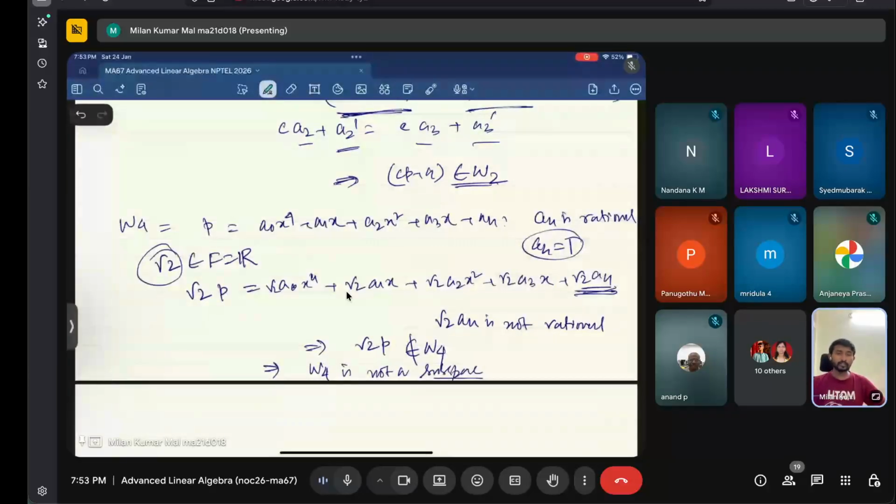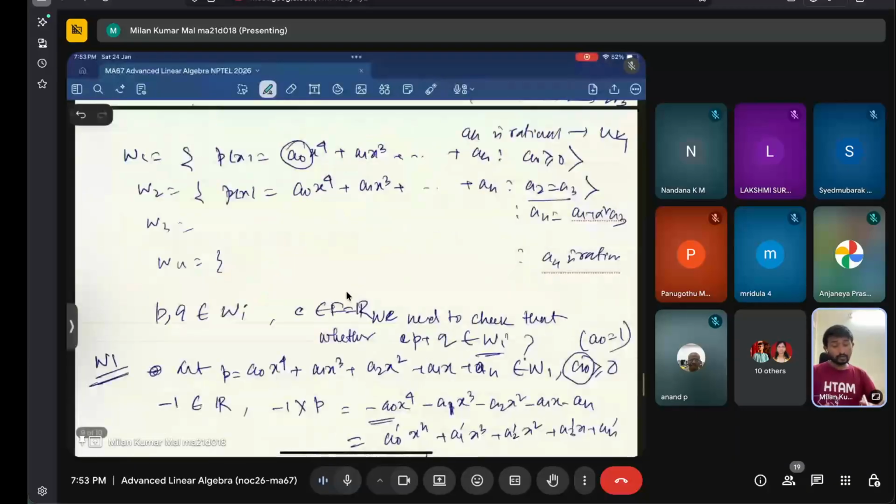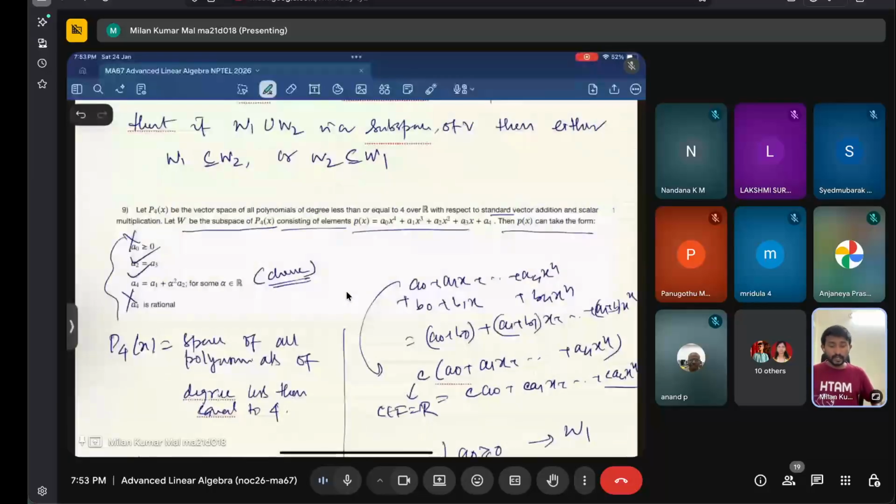R1 you can check, that will be a subspace. So W4 is not a subspace, and this will solve the full problem. The first one, A naught greater than or equal to 0, is not a subspace. A2 equals A3 is a subspace. A4 equals A1 plus alpha squared A2 will again be a subspace, because similarly you can check like A2 equals A3. A4 a rational number is not a subspace. Okay, so this is all for this problem.